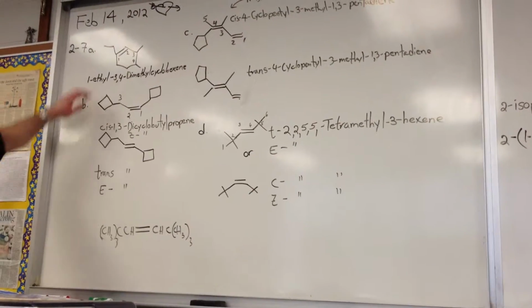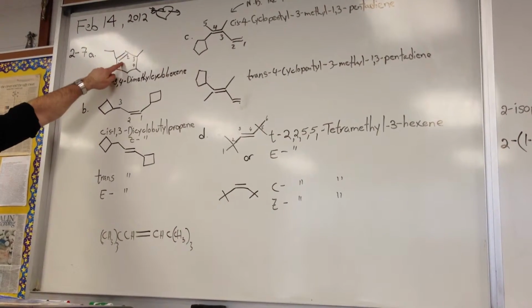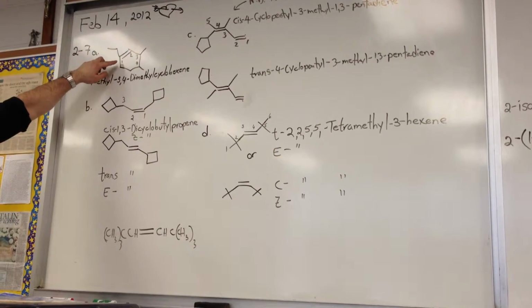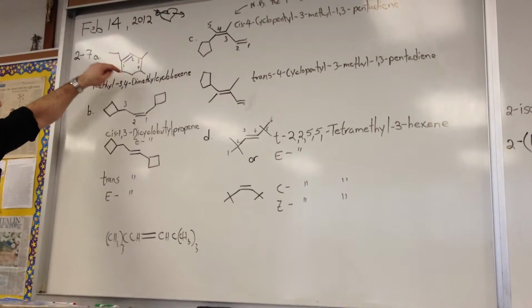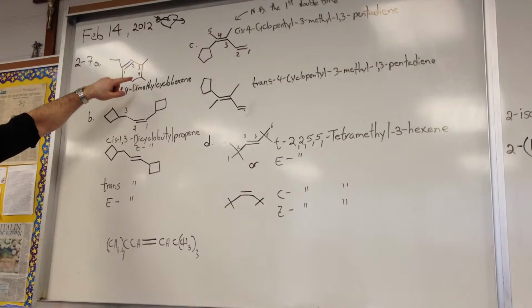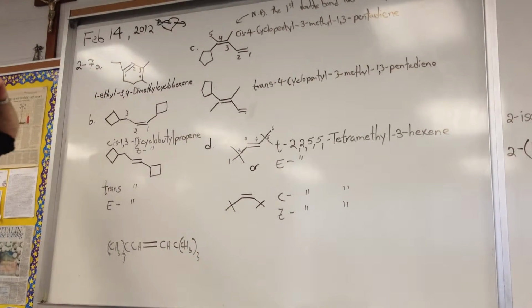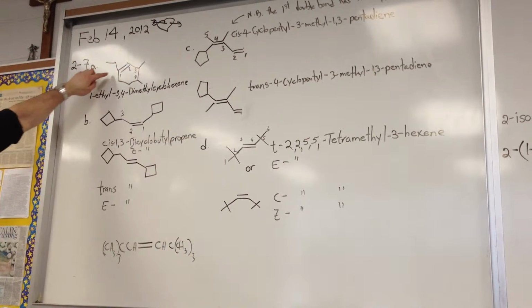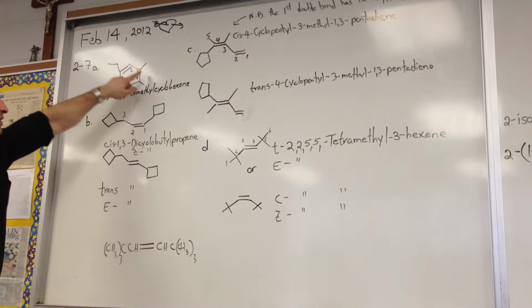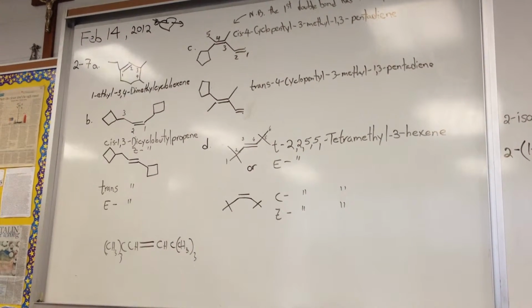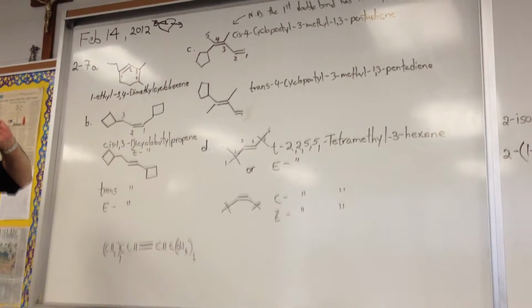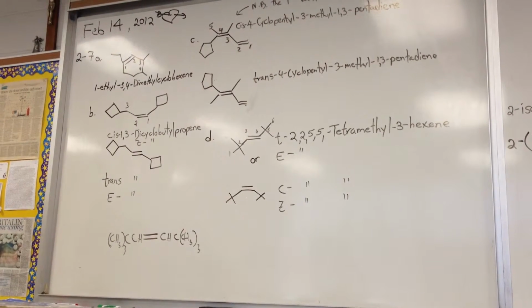So we name it 1-ethyl because the double bond starts here, and we number it through the double bond. We never number it the other way around. We always number through the double bond. So the first position is ethyl, and then at the third position we have a methyl, and also at the fourth. So it's 1-ethyl, 3,4-dimethyl cyclohexene.